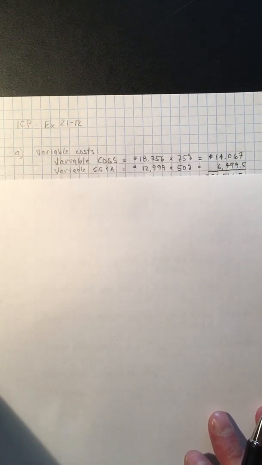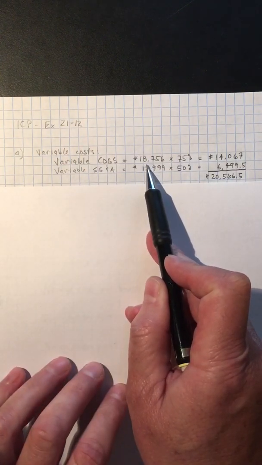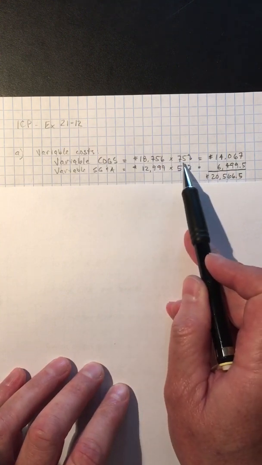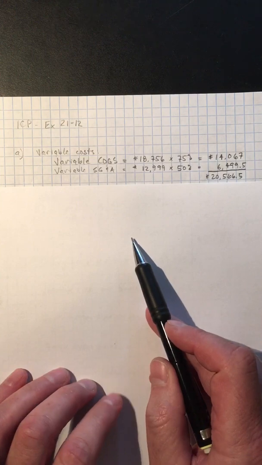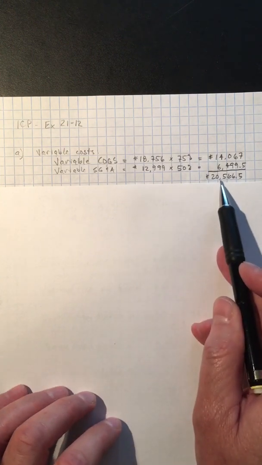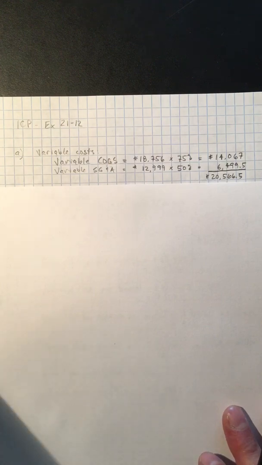To get there, we need to figure out what our variable costs are in total first. So variable cost of goods sold is the figure they give us in the problem, 18,756 times 75%. I do that math. I do the same thing for selling, general, and administrative. I get $2,566.5 million for variable cost.